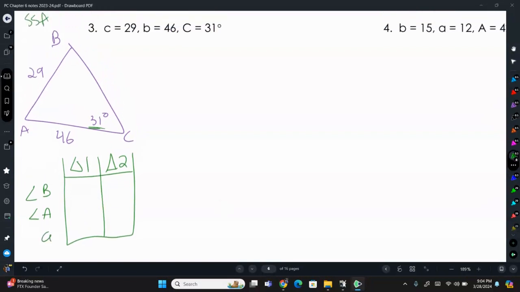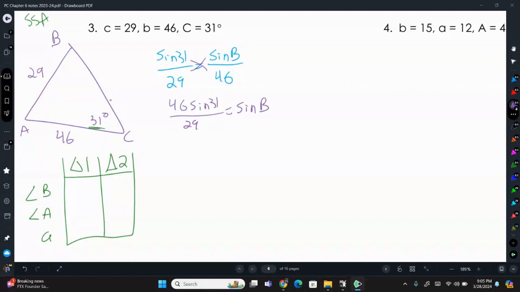So we have to find angle B first because we have side B. So we're going to do sine of 31 over 29 equals the sine of B over 46. So we'll cross multiply again and divide. So 46 times the sine of 31 over 29 equals sine of B. So when I type that into my calculator, 46 sine 31, and remember, make sure to close parentheses, I get 0.81695. So we're going to round that to 0.817.